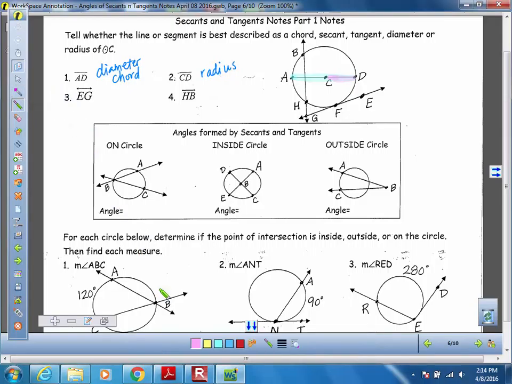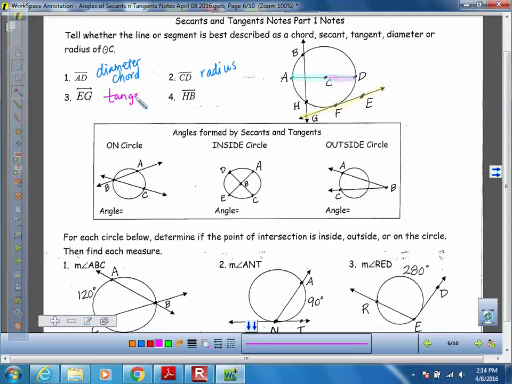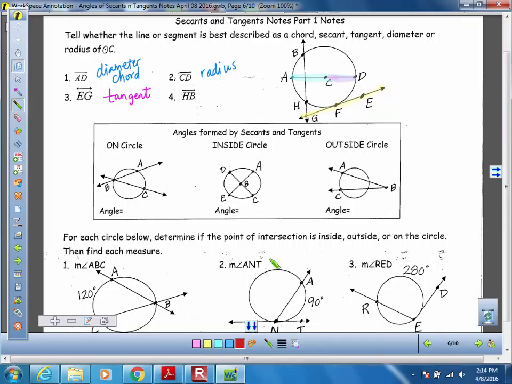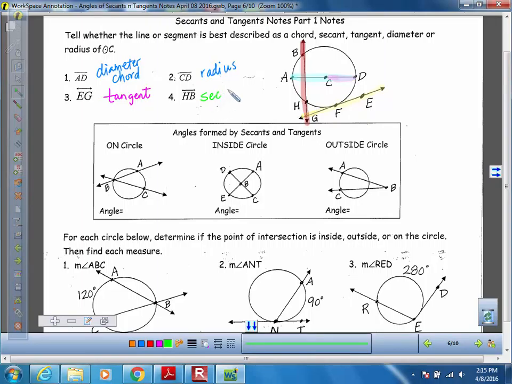Okay, and then line EG, which is this line here. What type of line is it? Tangent. And then line HB, secant. Okay, so it's secant because it touches twice. Tangent only touches once. Okay, so the three formulas that you are going to need to know in order to do all your problems today are going to be these three right here.